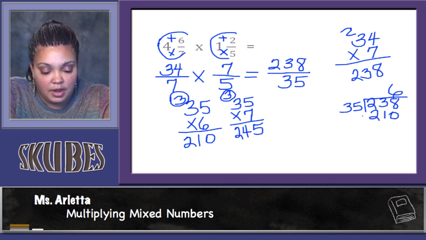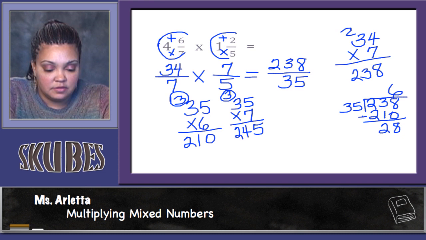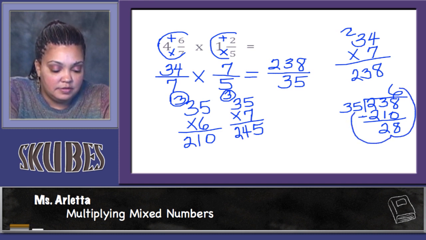Now we need to subtract. 8 minus 0 is 8. 3 minus 1 is 2. That gives us an answer of 6 and 28 over 35.